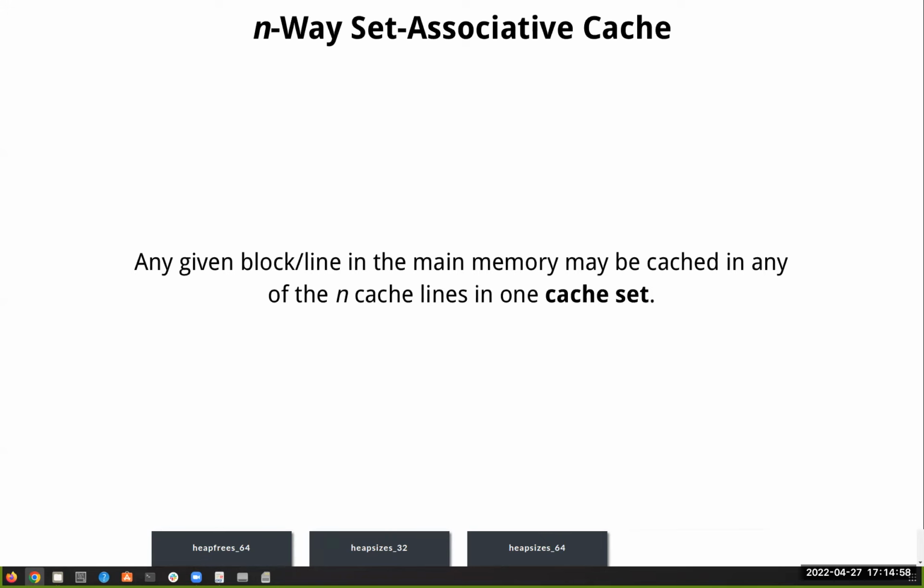Then the cache policy we are using now for all our CPUs is called n-way set associative cache, which means any given block in the main memory, the DRAM, may be cached in any of the n cache lines in one cache set. Okay, there are so many concepts there: how many ways, cache set, those kinds of things. So we're going to discuss them one by one. What do they mean?